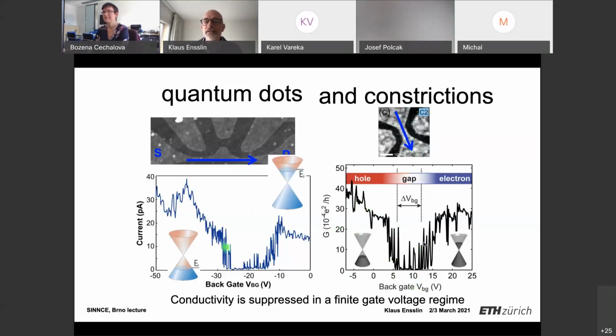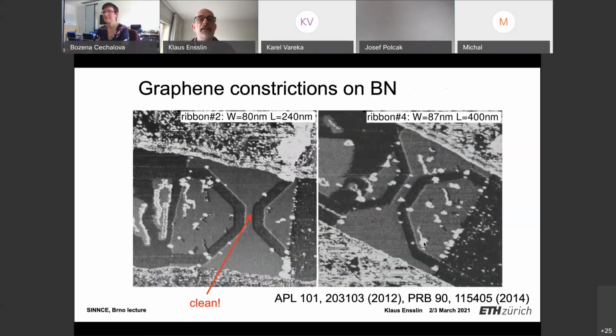So what is the reason for the suppression of the conductance here, and what are these resonances in here? So these resonances could be due to dirt. And one way of looking at that is using an AFM. So what you see here on the left-hand side is a graphene constriction. And this graphene constriction is exposed to air and has all kinds of contaminants on top. So what we have done is we have taken an AFM tip and we have scratched all the dirt away.